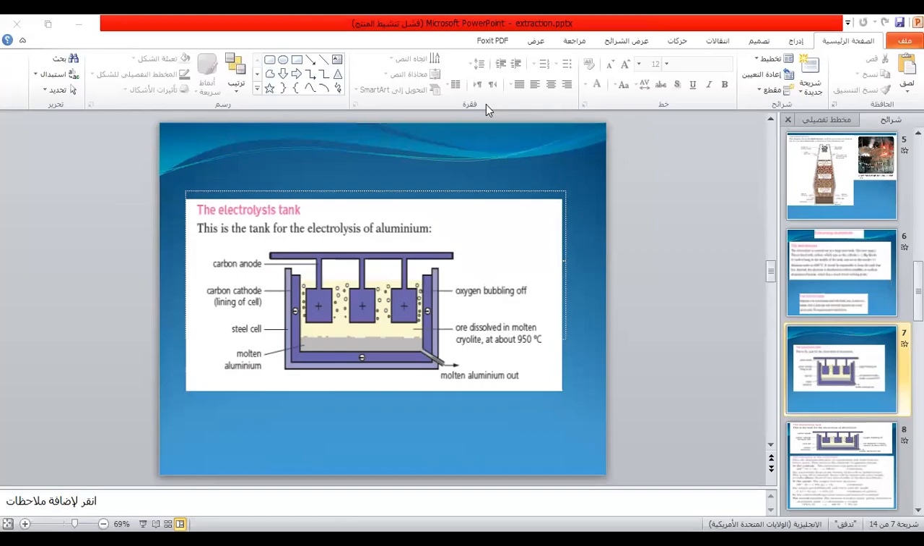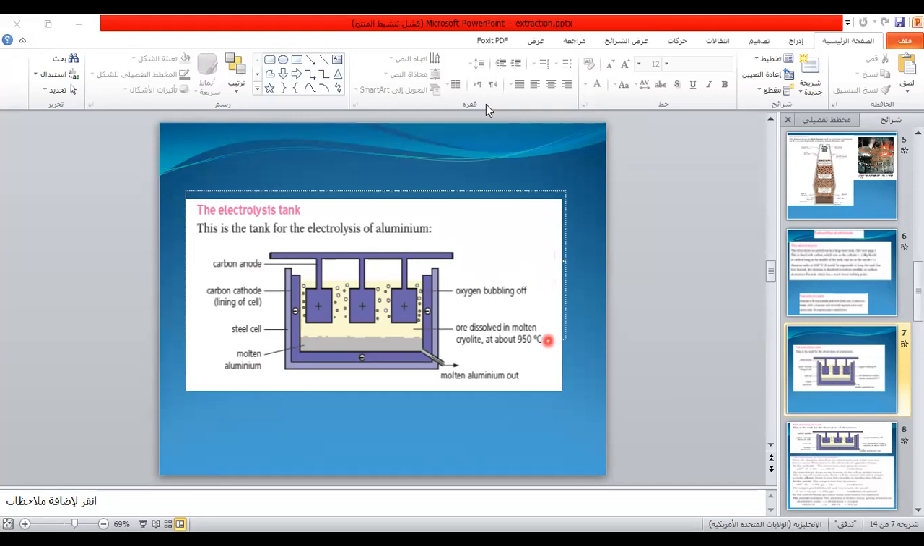Number two, which I need you to look at, is extraction of aluminum from its ore. So you can see the screen now. In the extraction of aluminum from its ore, we can use electricity. We can use the electrolysis process. I have the cell here.